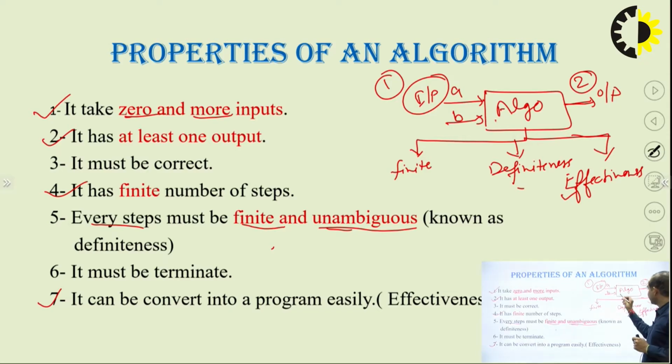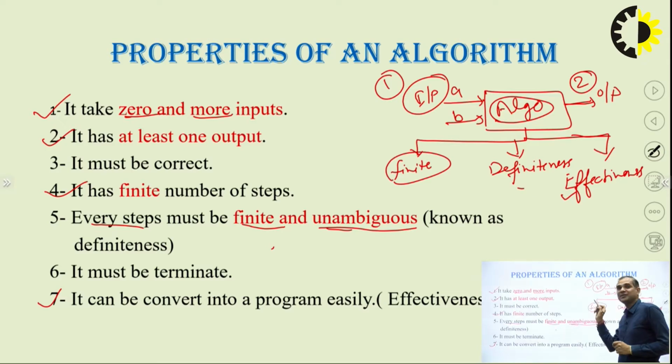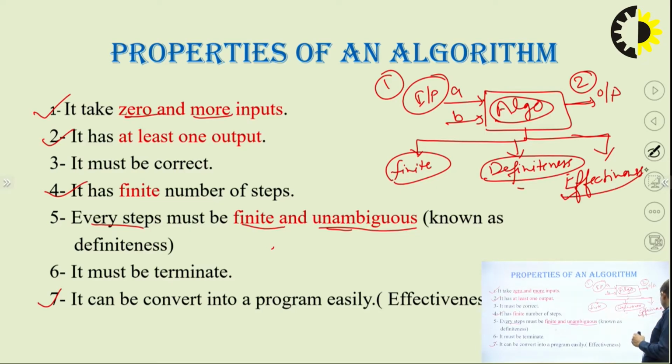And when we write this algorithm, it must have finiteness, which means every step must be finite. Second one is definiteness, which means it should have no ambiguity. And the last one is effectiveness, which means every algorithm can be converted into a program easily. So these are the basic 5.